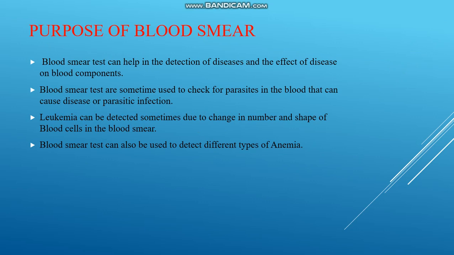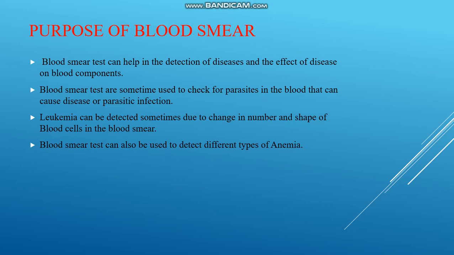Now come towards the purpose of blood smear. Blood smear test can help in detection of diseases and the effect of diseases on blood components. Blood smear detects diseases, like if we see the peripheral blood smear or blood film in which we see the red blood cells and there is a parasite which is known as malarial parasite. So for that purpose we check red blood cells whether there is a parasite inside red blood cells or not. So for detection of diseases we check components of the blood like red blood cells. We check for malarial parasite.